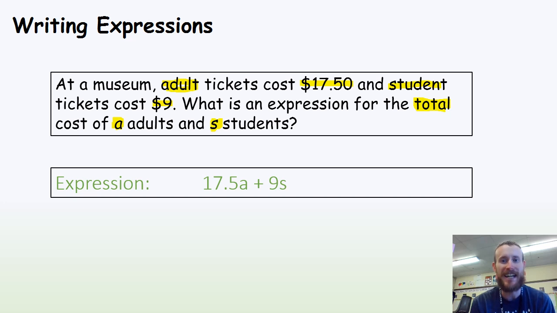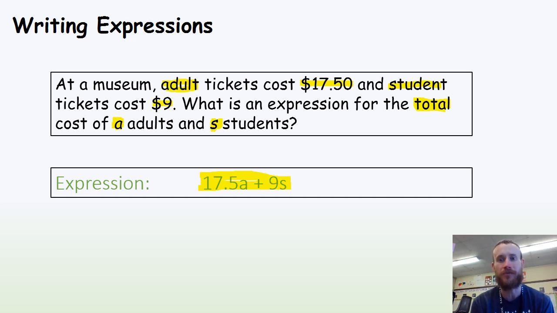It's 17.5a plus 9s. Where is that coming from? Well, again, how many adults? We don't know. But we do know that each adult costs $17.50. So that's where our multiplication comes in, 17.5a. Again, you'll notice that I took off the $ sign, but we are indicating multiplication. So whatever number of adults we have, we're going to multiply that. That's why it's next to this coefficient.